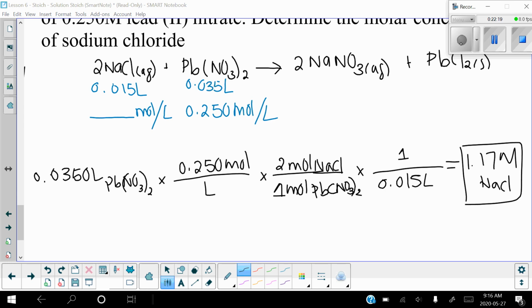All right, so first thing you do is you write a balanced reaction. You list your known and unknown. I went ahead and converted my volume into liters this time, just so you could see it. But if you use milliliters, you should get the exact same answer. So then we started off with our known, and then I used concentration to convert it into moles. Once I had moles, I then used mole ratio to convert my moles into moles of sodium chloride. Then I divided by my volume so that I would get concentration, which is 1.17 moles per liter of NaCl.